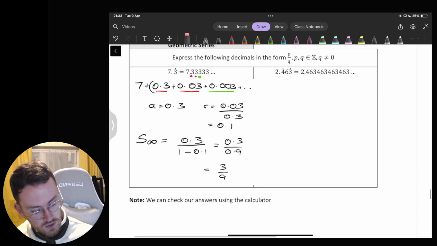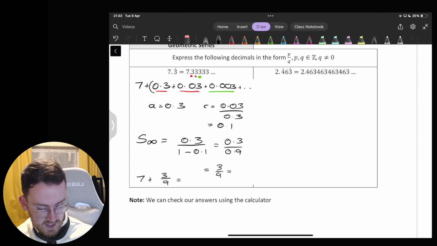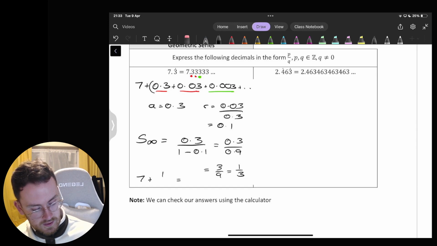So adding that on then to 7 plus 3 over 9, and that's going to be 24 over 9. No, excuse me. What am I doing? 3 over 9. Let's reduce that down first. 1 over 3. See, this is what I get for thinking I could remember the answer. 7 plus 1 over 3, which would be 22 over 3.